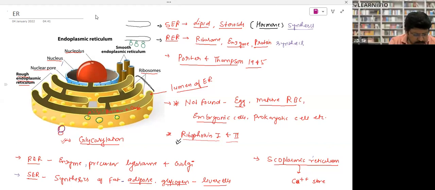So please note down. It was discovered independently, not with each other, by Porter and Thomson in 1945. Full stop. Next point. At places, it is connected with the plasma membrane as well as the nuclear envelope.